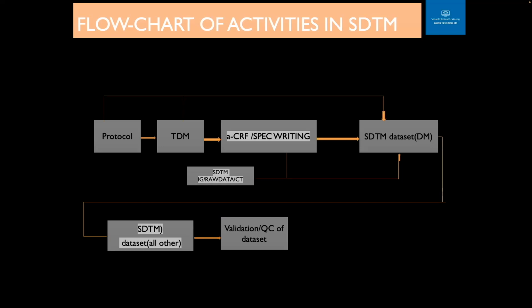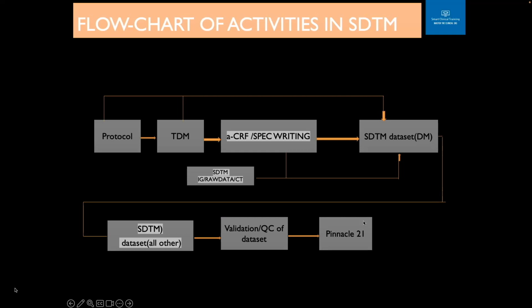So every dataset created by a production programmer would be validated by a QC or validation programmer. When everything is matching, only then do we call the dataset QC pass. Once that is done, then we move on to something else.